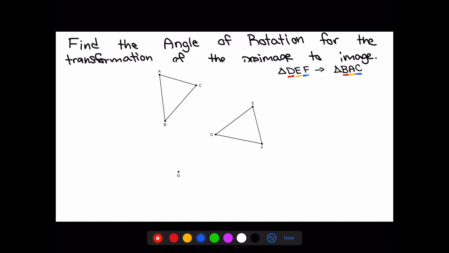Now, if I run into a problem like this, I first need to take my center of rotation, in this case it's point G. I'm going to draw a line segment from my center of rotation to both my pre-image and its corresponding point on the image. So D is on my pre-image, its corresponding point on my image is point B. So I now have this angle here.